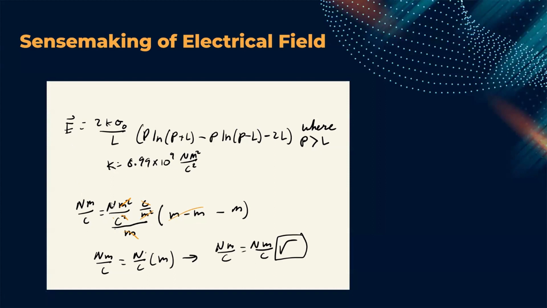Which is equal to newton meters squared over coulomb squared, times coulombs over meters squared over meters. And then in the parentheses, we get meters minus meters minus meters. Canceling out all these units, we see that newton meters per coulomb is equal to newton over coulomb times meters, which is equal to newton meters per coulomb. So our units check out.